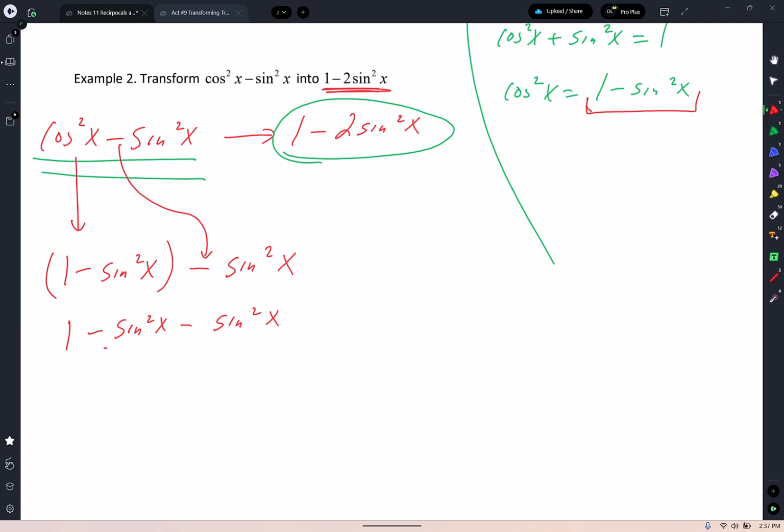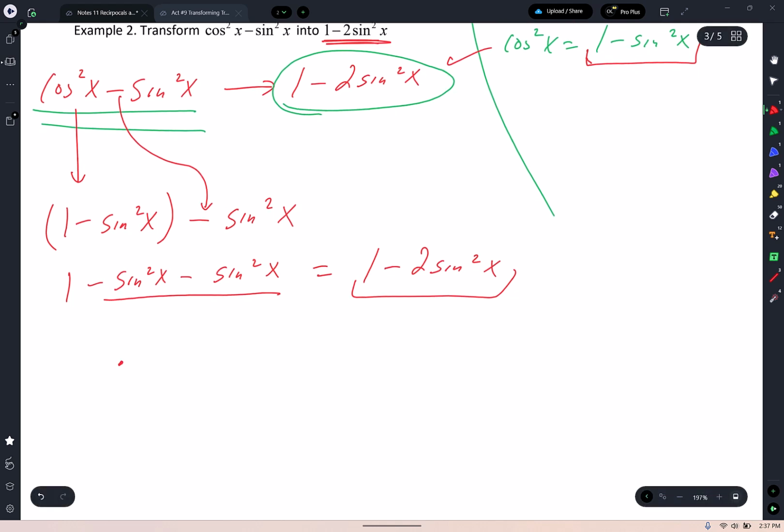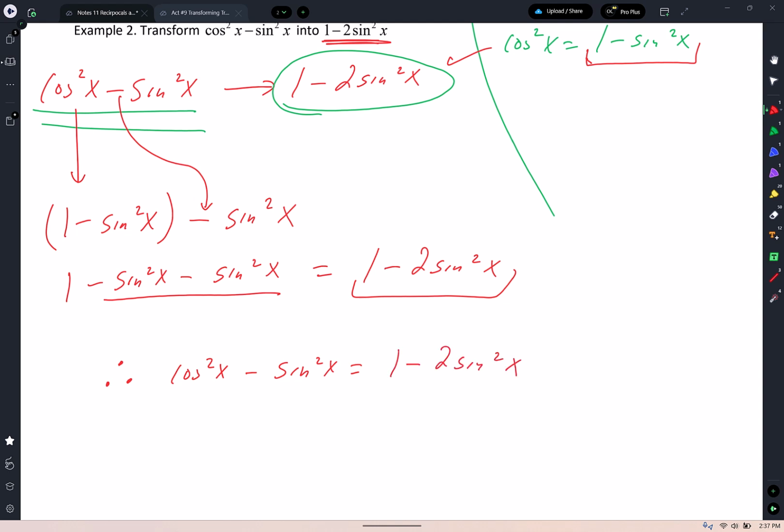How many sine squares do you see? So 1 minus 2 sine squared x. Look, we got to what we wanted. We put 3 little dots in the shape of a triangle. Therefore, cosine squared x minus sine squared x does in fact equal 1 minus 2 sine squared x. It also equals something else, but we're not there yet. So we're pretending as if they only give us cosine squared x minus sine squared x, and we're trying to get to the right-hand side, the 1 minus 2 sine squared x.